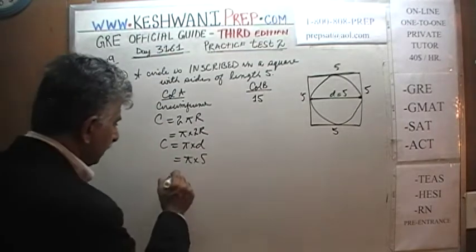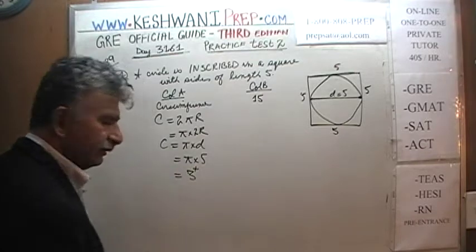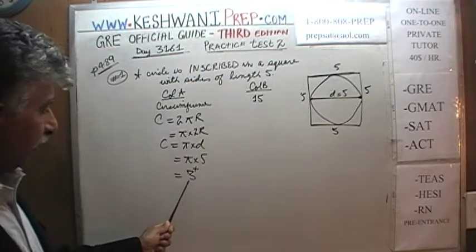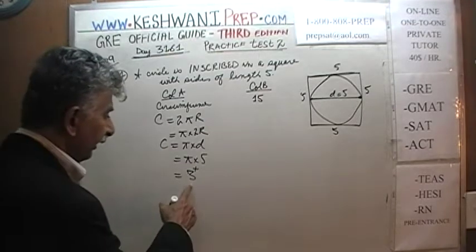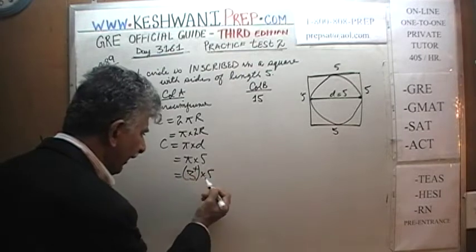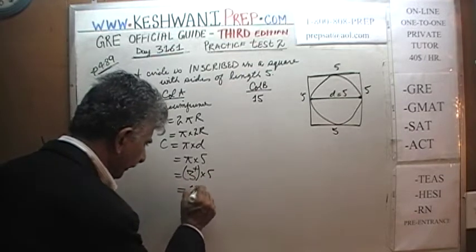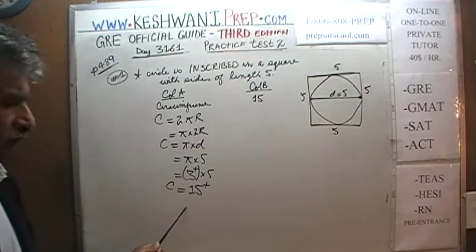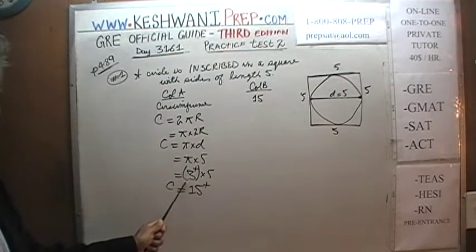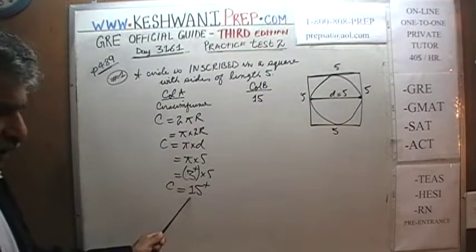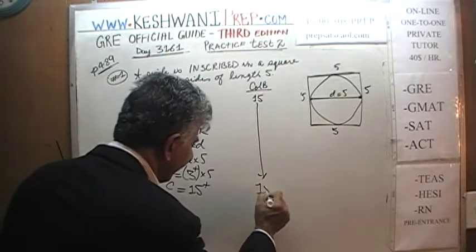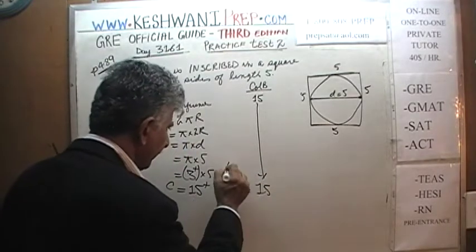And pi we know is something more than 3, 3.14. We don't have to worry about the exact value. Just understand that it's something more than 3. So if you multiply something that is more than 3 by 5, what will end up here is something more than 15. What we're claiming here is that the circumference of this circle is something more than 15, because it's 5 times pi, and pi is something more than 3. So here we have a quantity that is something more than 15, and in column B, we're given exactly 15, and therefore column A is bigger.